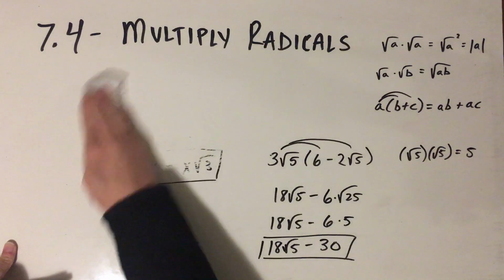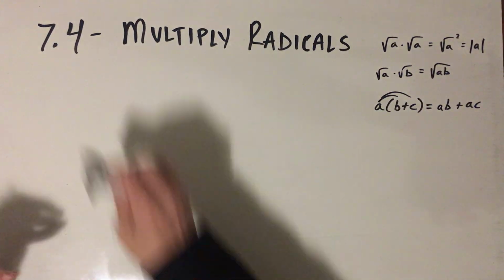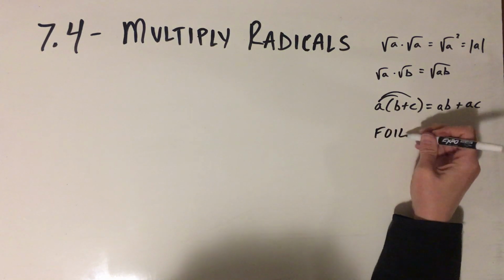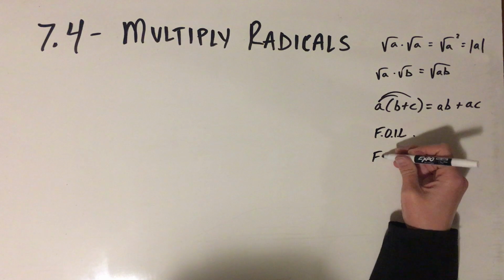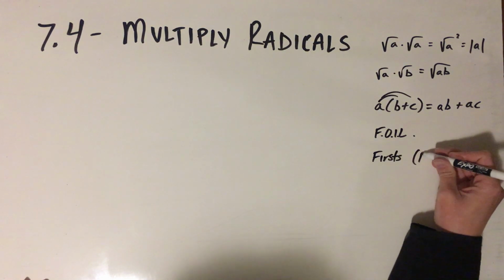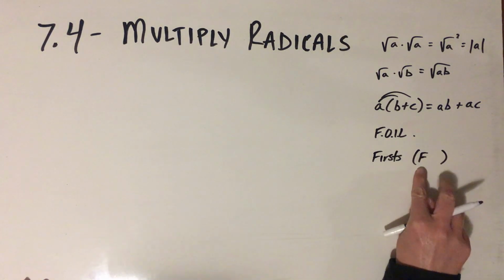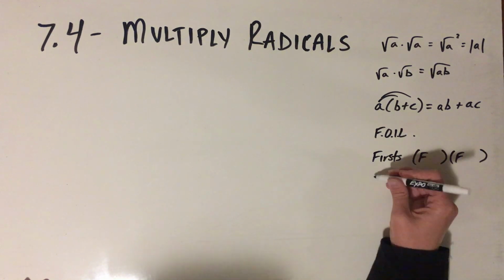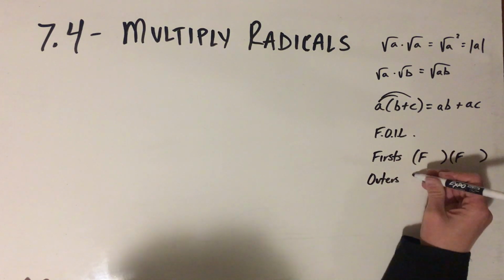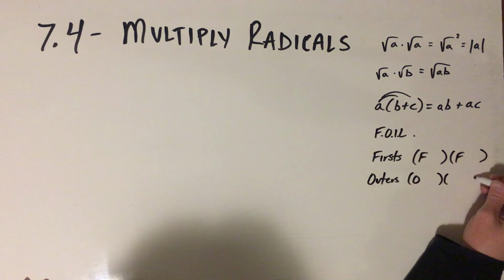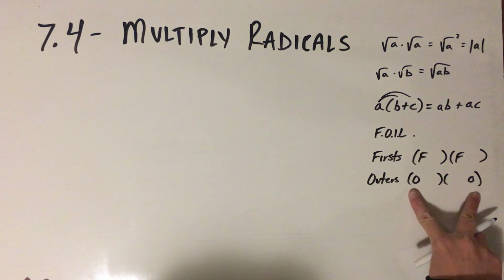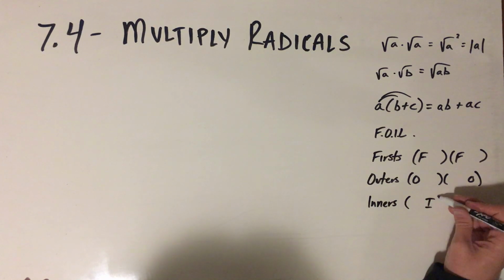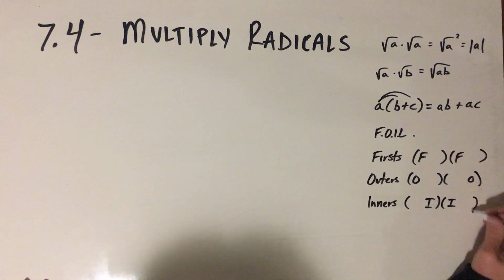Well, instead of distributing, we're going to FOIL. Remember that FOIL means firsts, which is the first term in the first set of parentheses times the first term in the second set of parentheses. Outers, which is the outside of each of the two, the ones on the outside. Inners. So this method is just to help us keep track of what multiplication we've actually done.